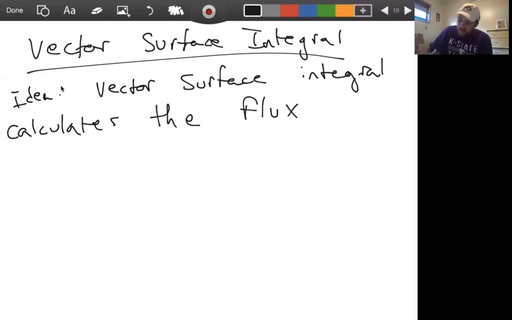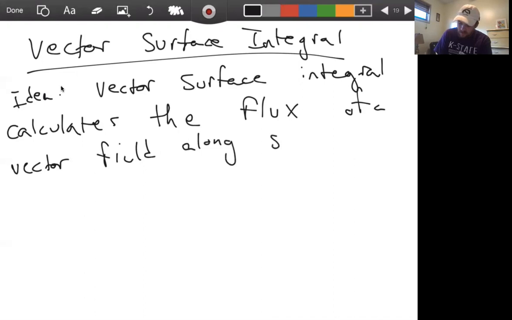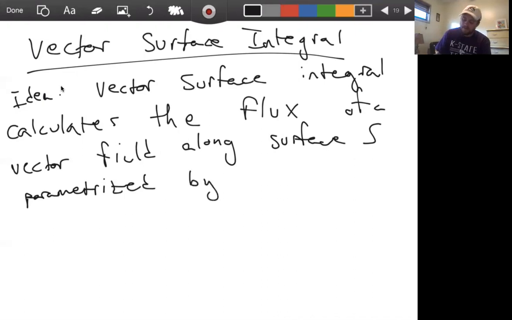It's calculating the flux, but now instead of along a line, it's through a membrane, right? Like a two-dimensional, permeable membrane or something like this. So the idea is that a vector surface integral calculates the flux of a vector field along surface S, and then let's say parameterized by, we'll just go R of UV here.